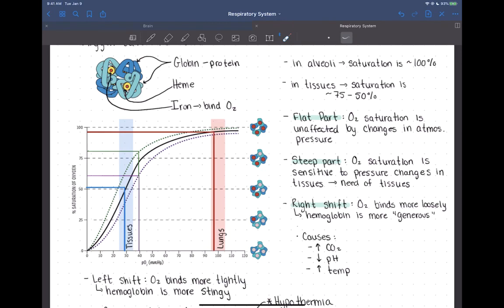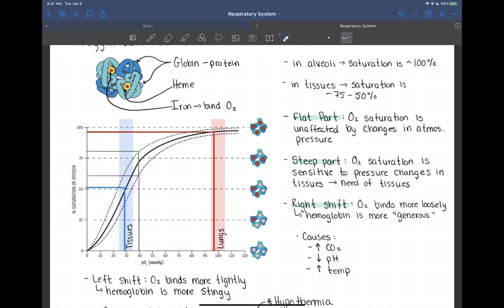Okay, so 40-ish is what we saw. It can be a little lower than that depending on how in need of oxygen the tissues are. Okay, and so what you can see in the alveoli, in the lungs, the saturation is typically around 100%. That makes sense because when the blood goes by the lungs, it's going to be picking up oxygen. So it'll be around 100%.